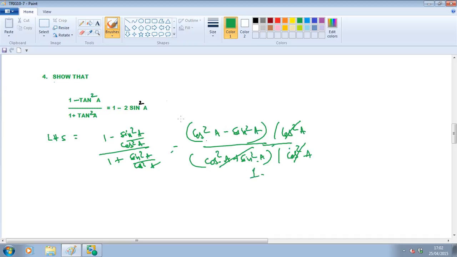So the answer is simply cos square A minus sin square A. But how will we get the answer 1 minus 2 sin square A? Now, cos square A, you try to remove it.